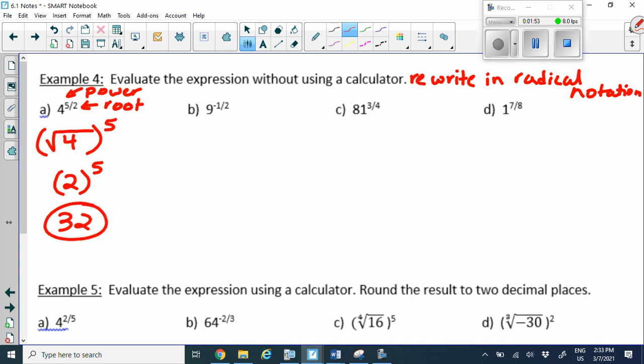Okay, let's do part B. Now, what I'd like you to do first is go ahead, pause the video, and rewrite 9 to the negative 1/2 in radical notation. Okay, let's see what you have.